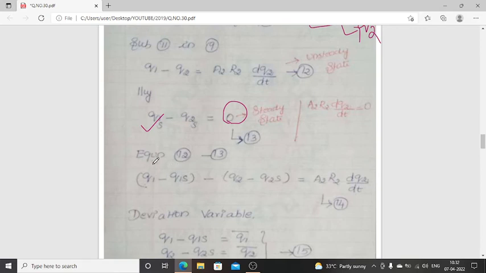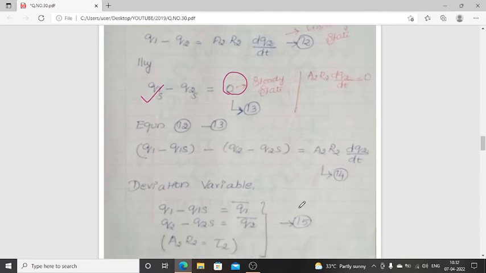So now the equation 12 minus 13. Subtract equation 12 from 13. So here Q1 minus Q1s minus (Q2 minus Q2s) is equal to A2 R2 dQ2 by dt. So this is the 14th expression.